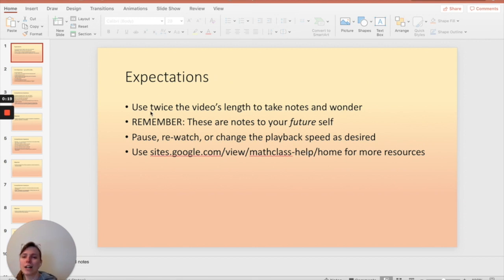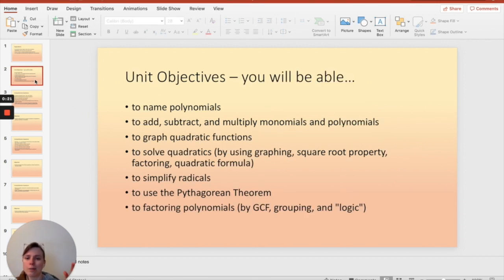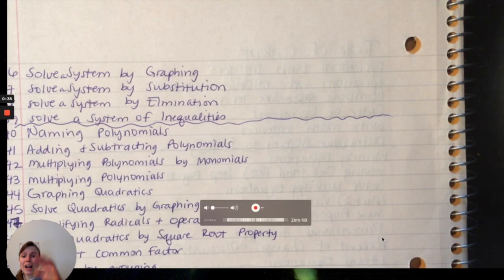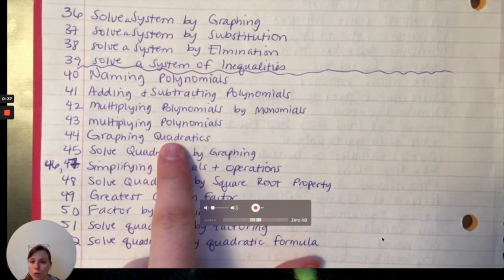Alright, so unit objectives, we've already named, we've added, we've subtracted, we've multiplied a bunch. Now we're on graphing quadratic functions, alright? So graphing quadratic functions, let's go do it. You've graphed lines, so now we are going to graph quadratics.